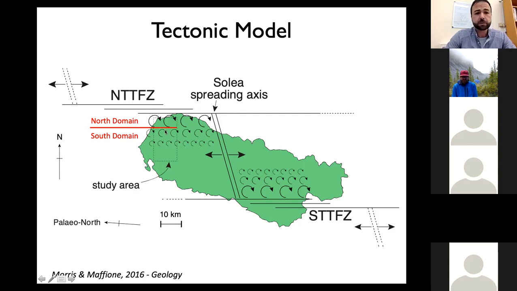And again, because the rotations are clockwise, we need a dextral kinematics here. Therefore, we need another ridge segment to be located here in the west. So this altogether creates a nice, very consistent dextral step down of the spreading ridge that created this ophiolite back in the Cretaceous.